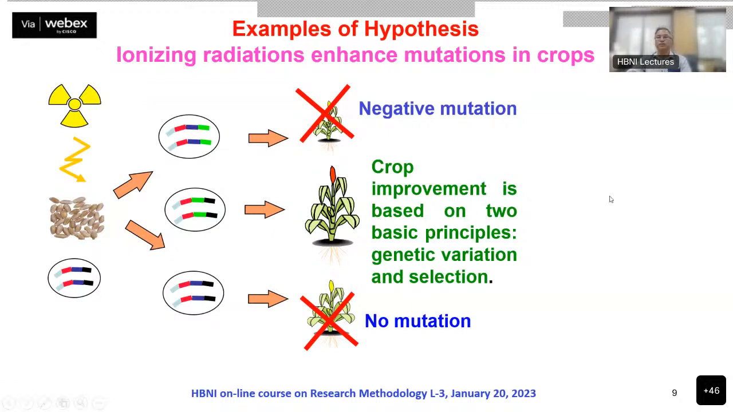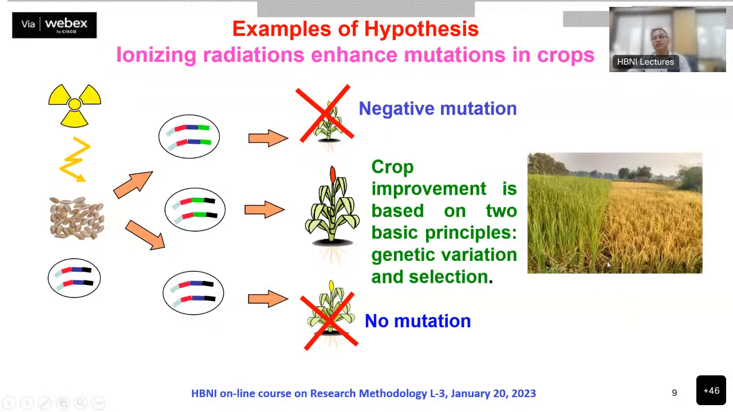So this is the kind of experiment, and I show you one of the examples of this. This is an example of a dwarf variety of Dubraj somewhere in Madhya Pradesh. It matured early. The height of the plant is less, shorter than the original plant, and the yield was higher. So early maturity, lower height, and higher yield. These are traits which are better than the traditional crop. So you can say that ionizing radiations do enhance the mutations in the crop. This is the example of that.